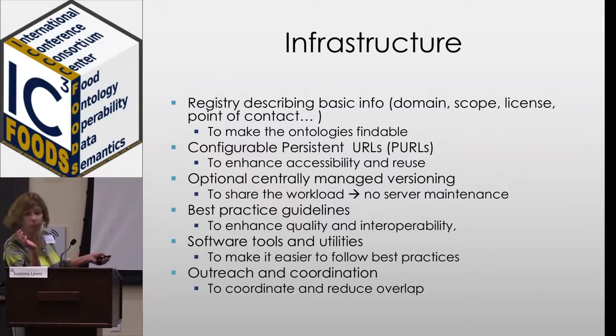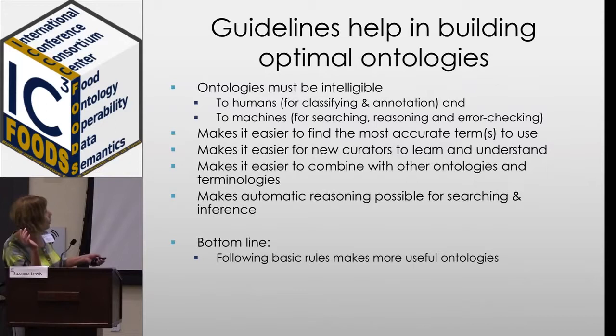And the guidelines help. So I was talking before about instances and classes, and it's sort of like if your ontology is difficult to find the right term, people are going to use the wrong term because they want to get on with their curation, their classification, their annotation. It's just they've got to be easy to understand, and of course to the machine so that you can do the reasoning and searching. And it makes it easier for the curators.